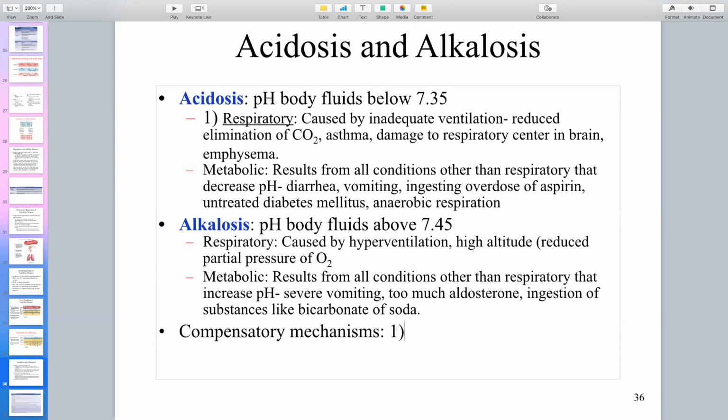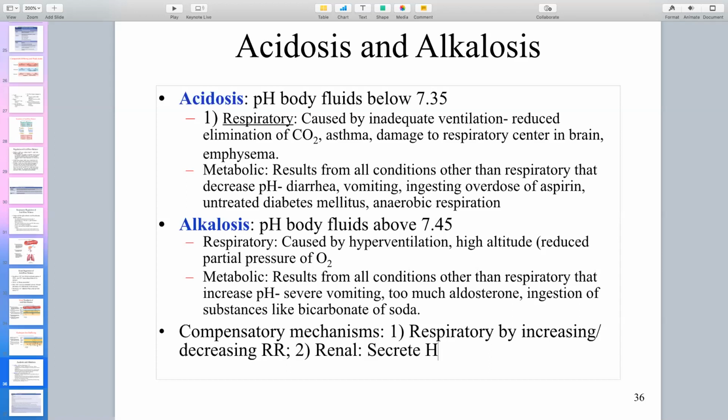Compensation is of two types. One type of compensation is respiratory, by increasing or decreasing the respiratory rate. The second response is renal. Depending on whether you have acidosis or alkalosis, in the renal system we can either secrete hydrogen.